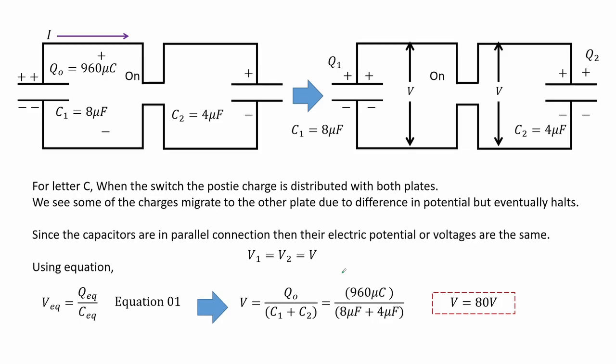For letter C, when the switch is closed, the positive charge is distributed over both plates. We see some of the charges migrate to the other plate due to the difference in potential but eventually halt. Since the capacitors are in parallel connection, their electric potentials or voltages are the same. Using equation 1 we get that the electric potential across each capacitor is 80 volts.